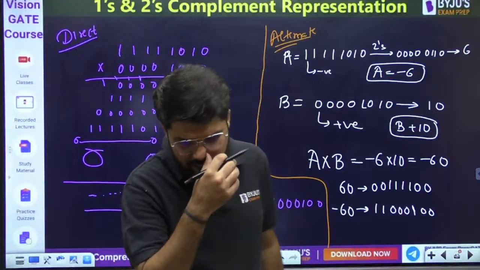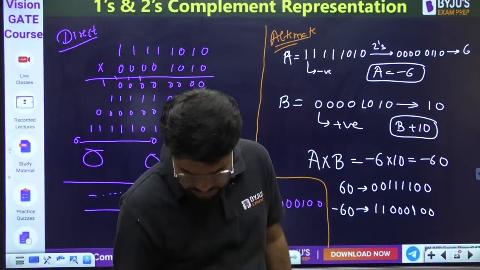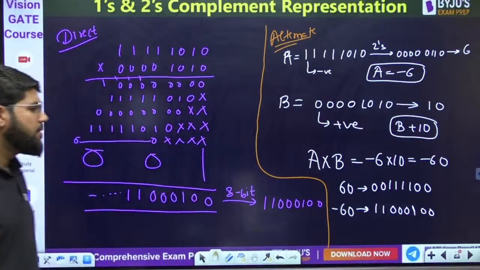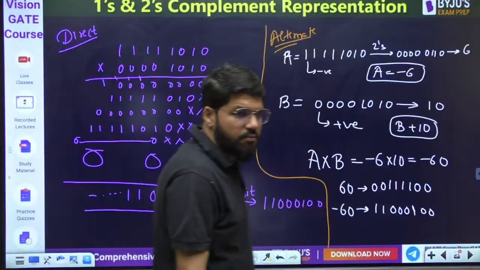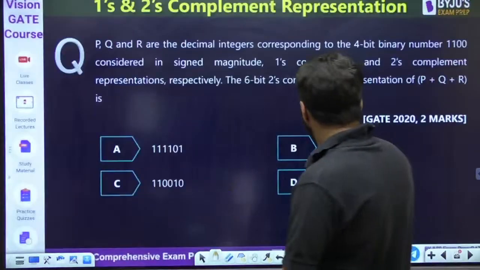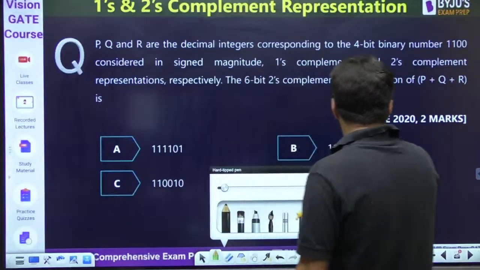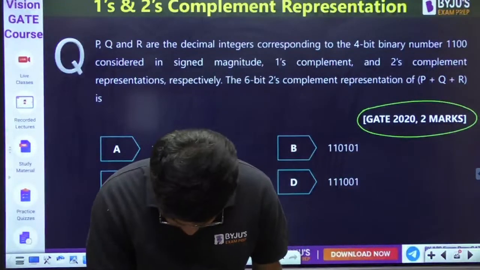I'll check the official answer key just after my class. Anyway, the answer is option A. Both the approaches I have told you. Now this is a good question, a good question of GATE 2022 marks.